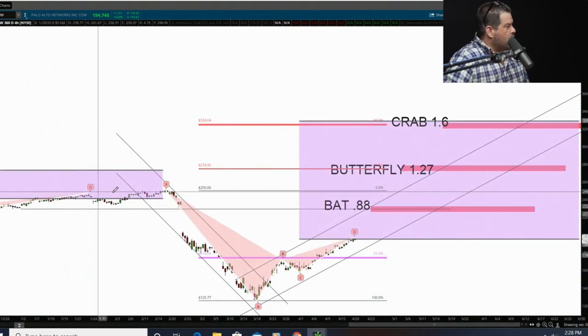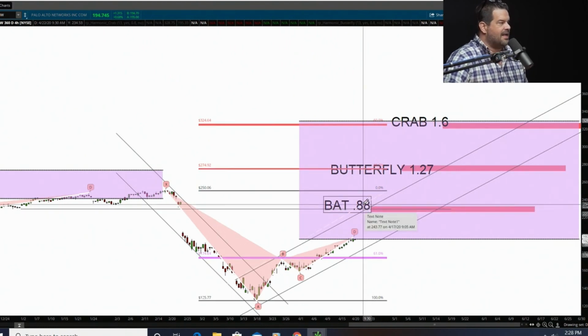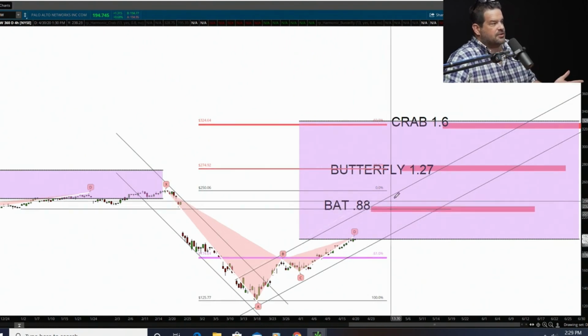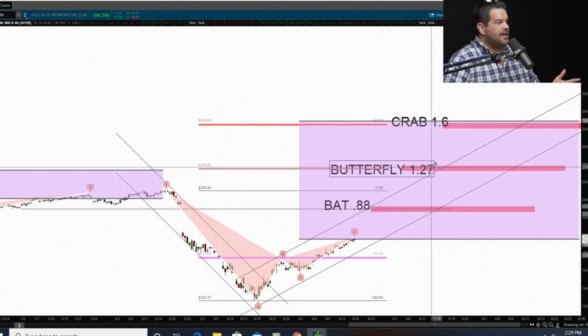We have support, support, support, and now that's going to make new resistance. It comes right in at this bat pattern. If it breaks through that, maybe we come down, we touch the bottom of the channel, we come back up, and we hit this new Fibonacci 127 resistance line.